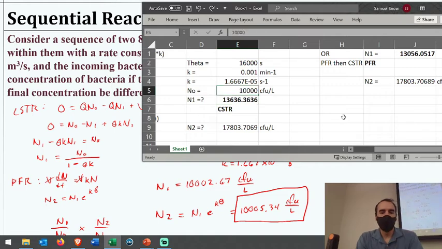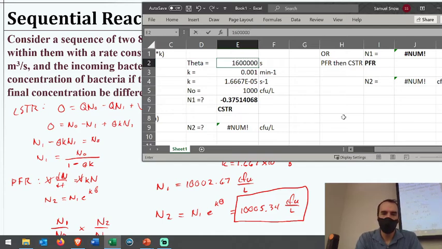If we were to change our starting conditions, let's just say 1,000 here. Kind of have the same ratio there. And I broke it, so that's interesting. I have no idea why that would go negative.